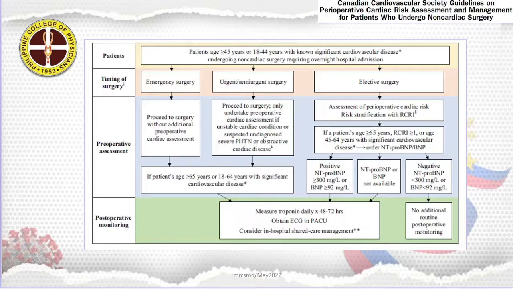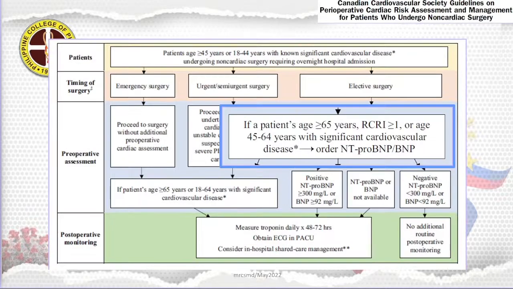So how is this guideline different from 2014 ACC and ESC guidelines? If the patient is older than 65, has an RCRI score of 1 or higher, or has a significant cardiovascular condition, then they recommend the determination of NT-proBNP or BNP. This is based on a meta-analysis of 2,179 patients from 18 studies that showed that the preoperative NT-proBNP or BNP measurement was independently associated with the primary outcome of death or non-fatal MI at 30 days after non-cardiac surgery with an odds ratio of 3.4.